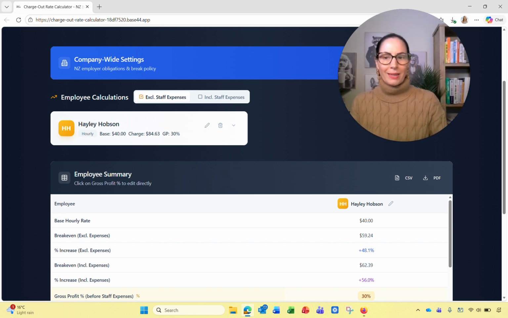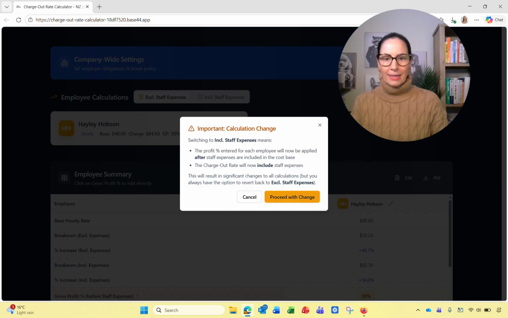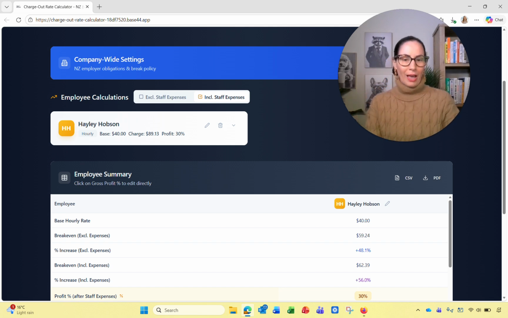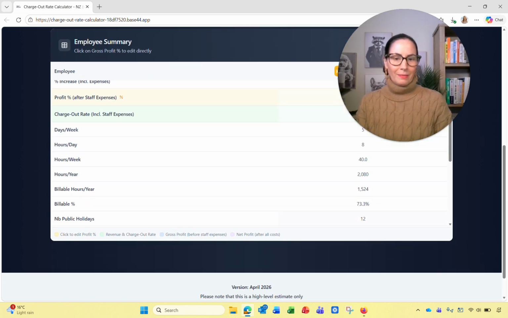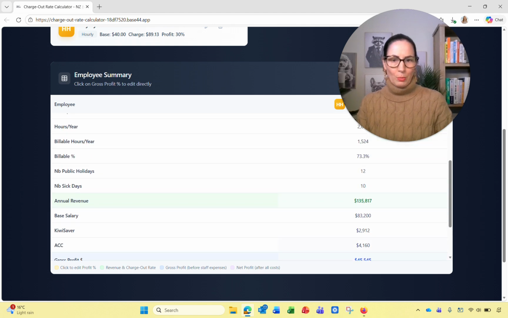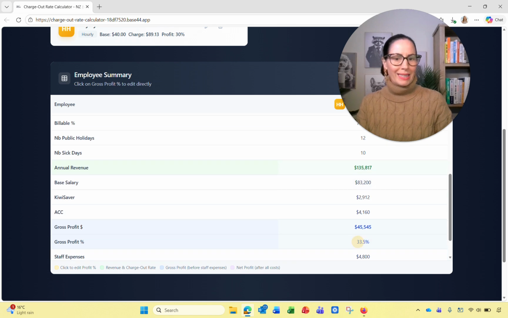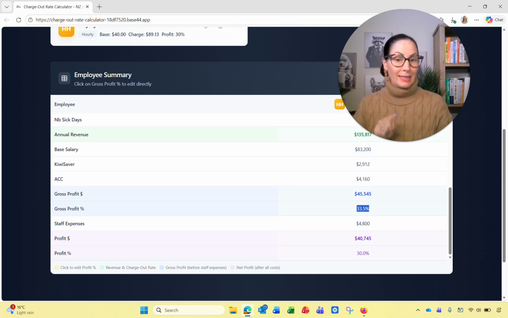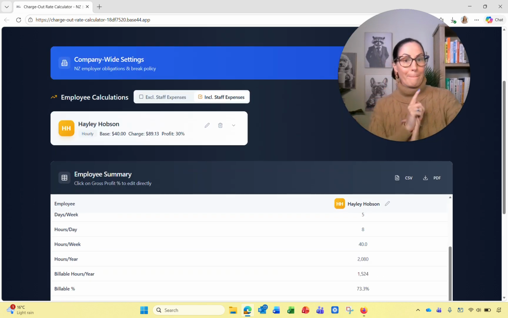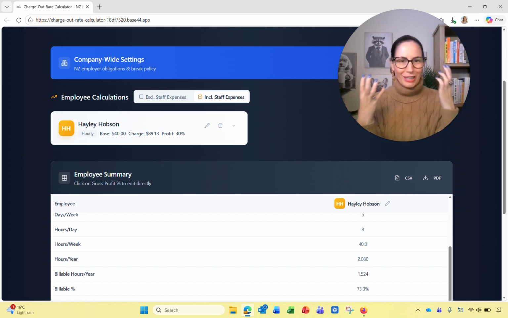Now let's tick this on. So that's $84.63. Let's tick that and proceed. It is now $89.13 to include those other costs down here, right? So that is to give us a profit here of 30%, right? So we've got a profit here of 30%, which means up here, we need to have a gross profit of 33.5% to get a profit of 30%. So you say profit, we need to charge me out at $89.13.